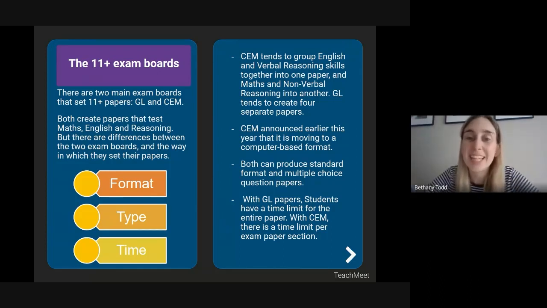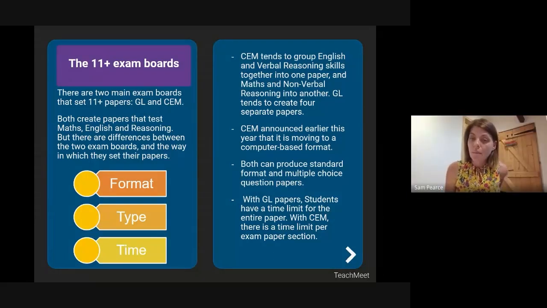So Claire's said that the schools she's tutoring for use the ISEB. So is that more similar to GL or CEM? So the ISEB is often used again by the independent schools, and it is generally speaking a computer-based paper style. So in which case it's more likely, I guess, to be more like the CEM.